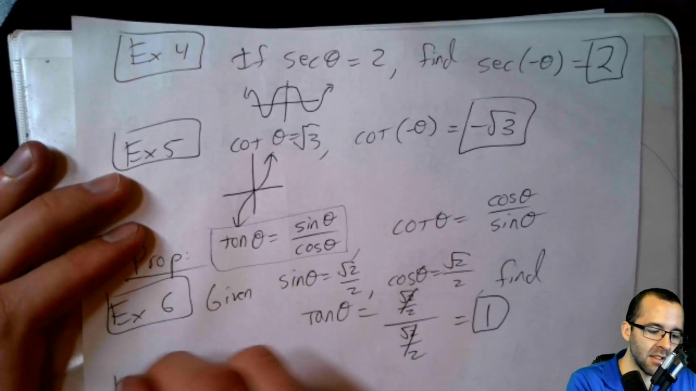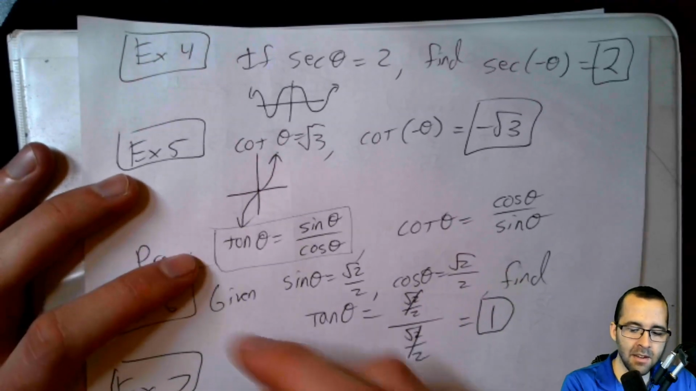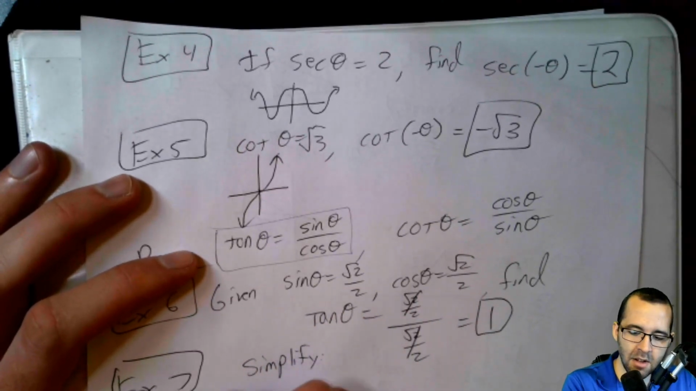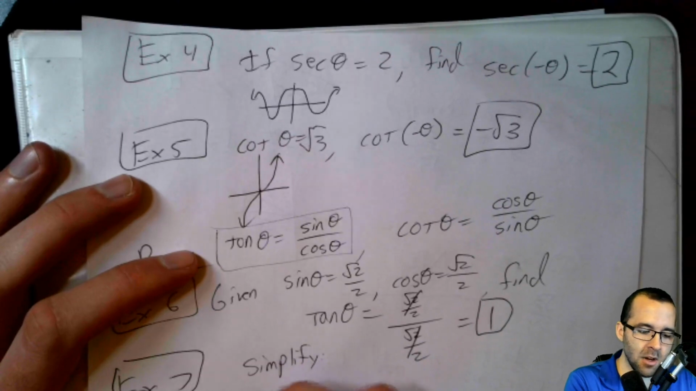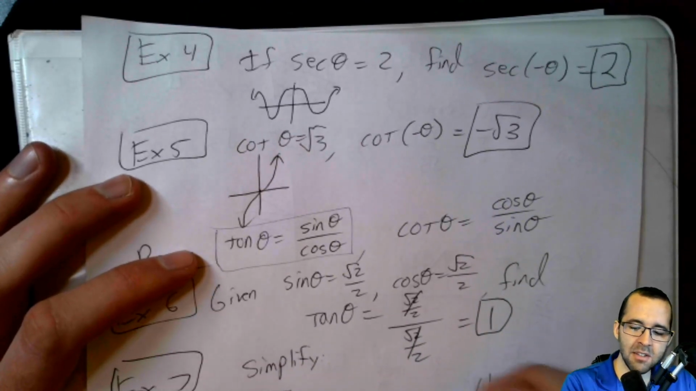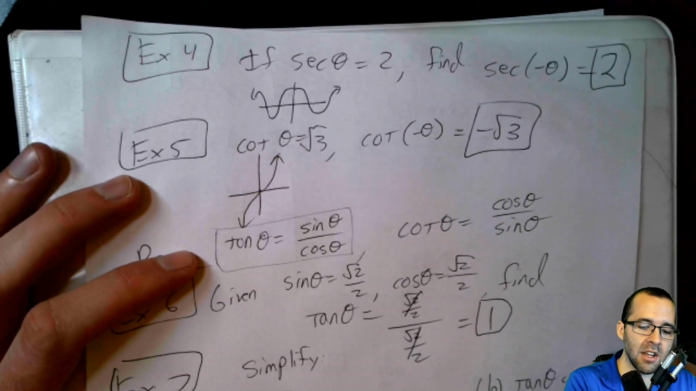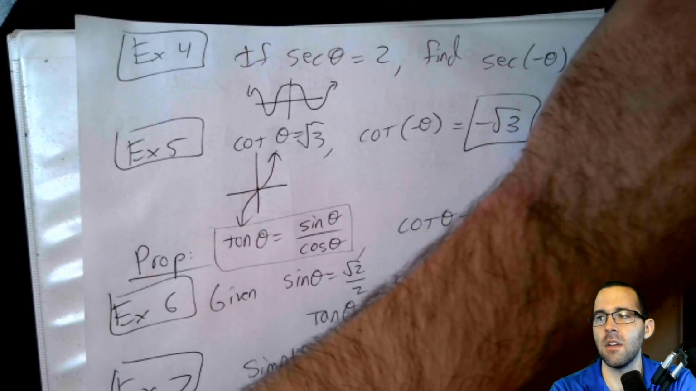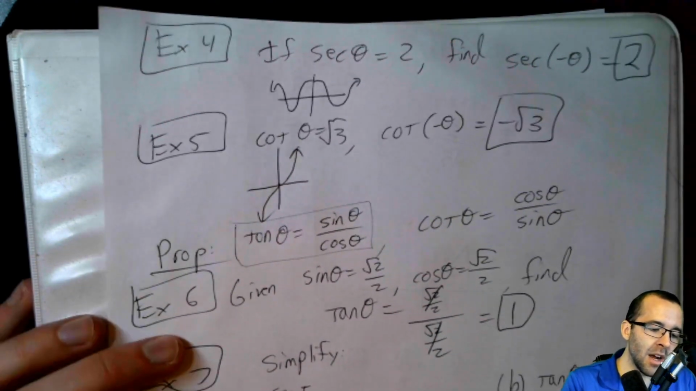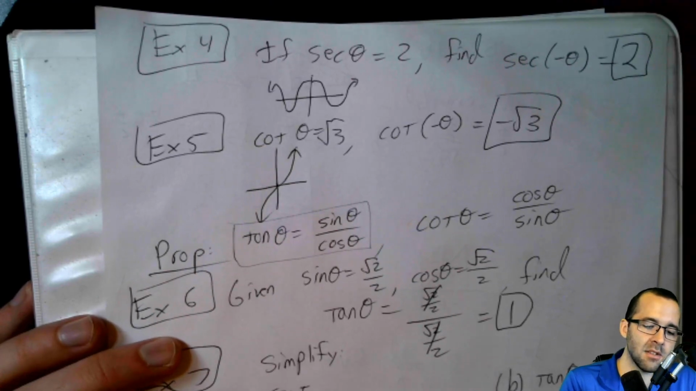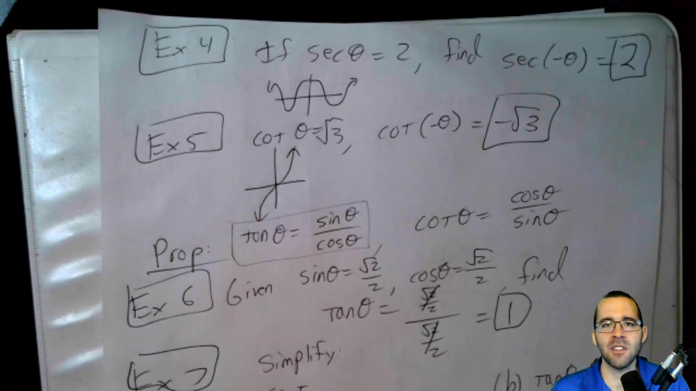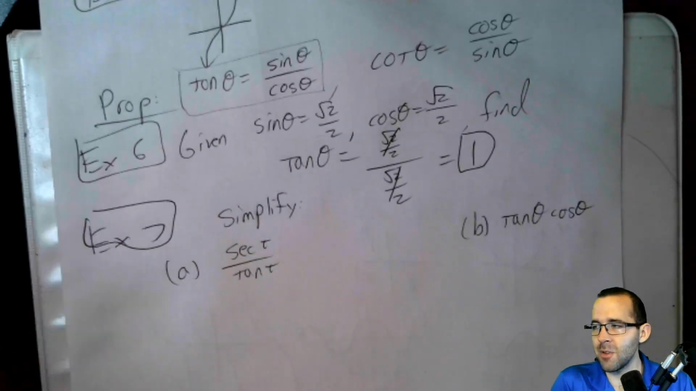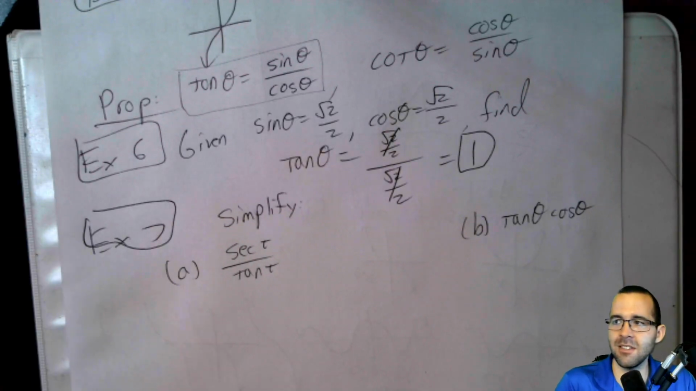Let's do some trig identities. Example 7. So we have simplify. Part A, secant t over tangent of t. And part B is tangent of theta, cosine of theta. Okay? So what we're going to do here is just rewrite tangent in terms of sines and cosines. And in fact, we're going to put everything in terms of sines and cosines. When we get to chapter 9, everything is going to be sines and cosines when we're trying to simplify trig identities and trig properties and stuff like that.